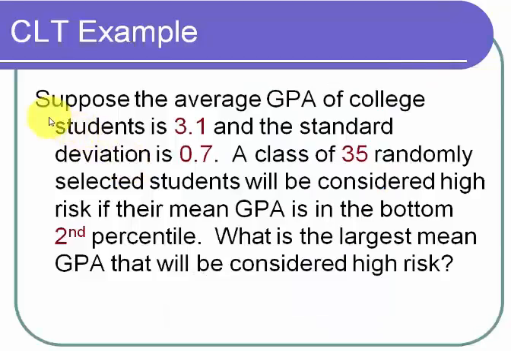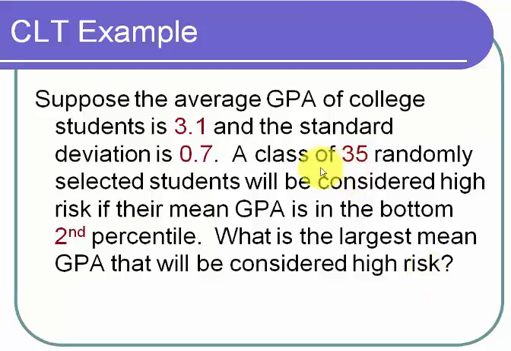Okay, the next example says the following. Suppose the average GPA of college students is 3.1, and the standard deviation is 0.7. A class of 35 randomly selected students will be considered high risk if their mean GPA is in the bottom second percentile. What is the largest mean GPA that will be considered high risk?